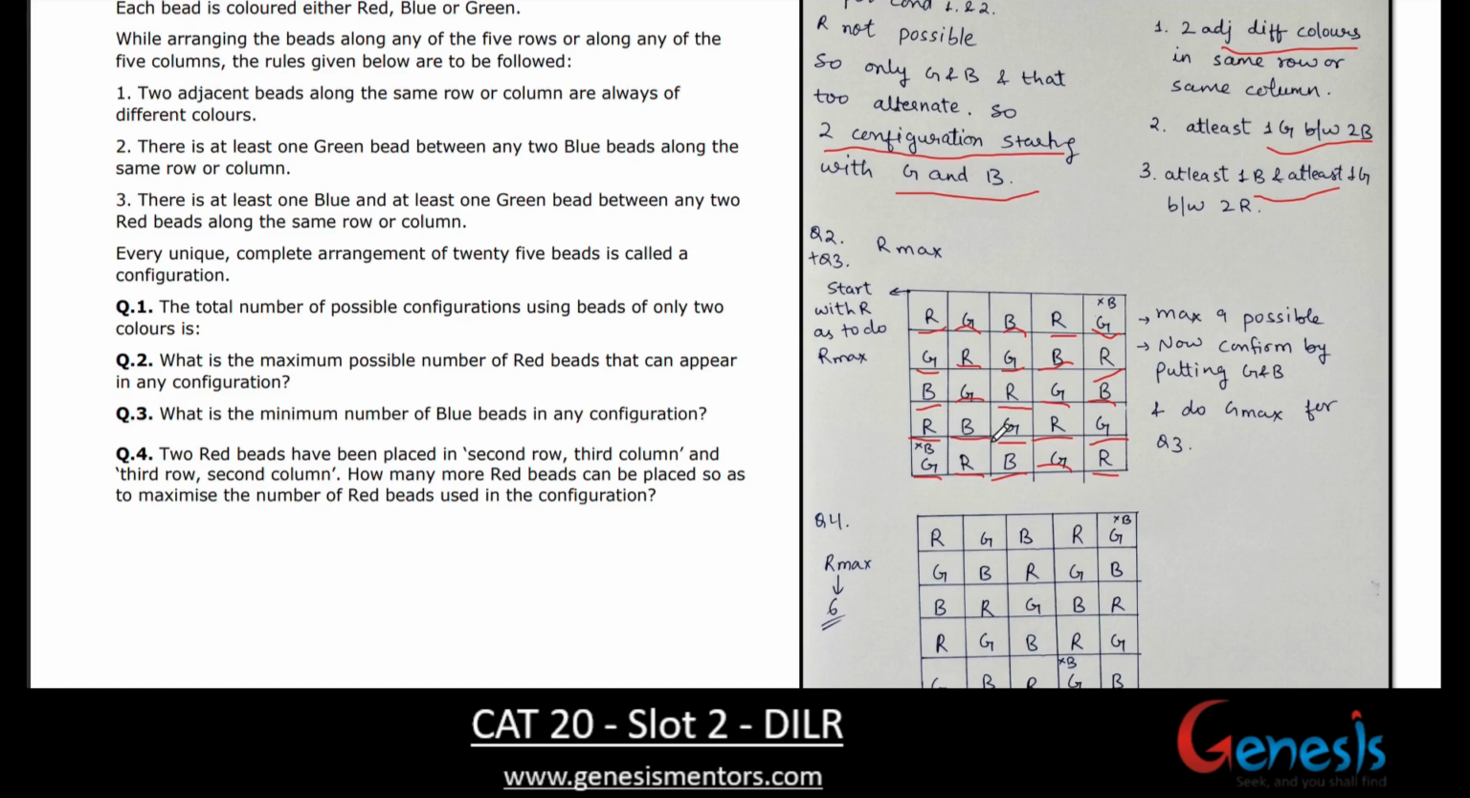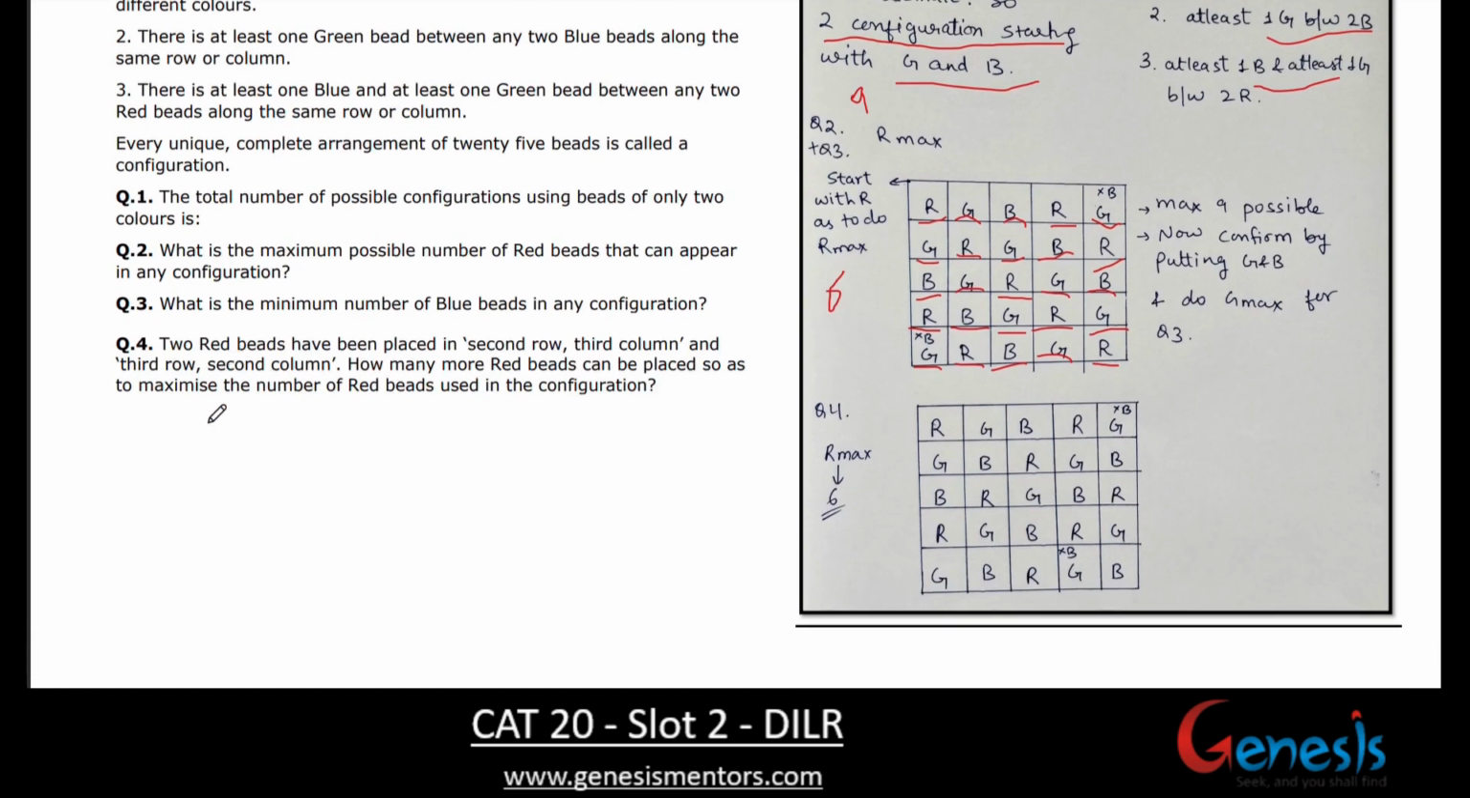So for question number 2, we can key in our answer as 9, right? 9 for question number 2. For question number 3, we need to minimize B. Again, we can use this configuration because we have maximized R and G. If you check B in this configuration, which is 1, 2, 3, 4, 5 and 6, right? So we can key in the answer for question number 3 to be 6, right?